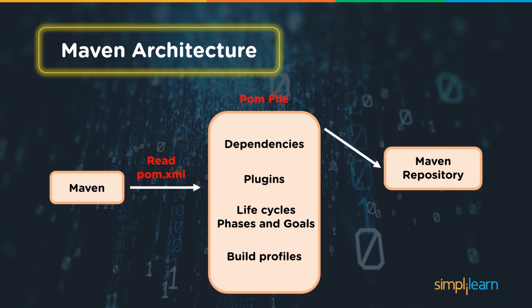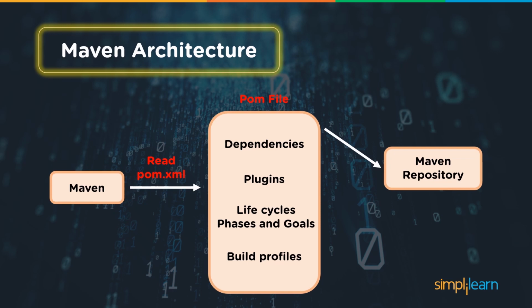Now, once the specific pom.xml file is being read out, it will process the components. It will download or process the dependencies, plugins, life cycles, phases and goals, and even the build profiles. And if any kind of interaction is required, it will try to connect to the central repository or a remote repository, and according to that it will provide the information and the details. So the Maven repository is very important because ultimately it's trying to connect to the Maven repository and achieve various kinds of automation here.